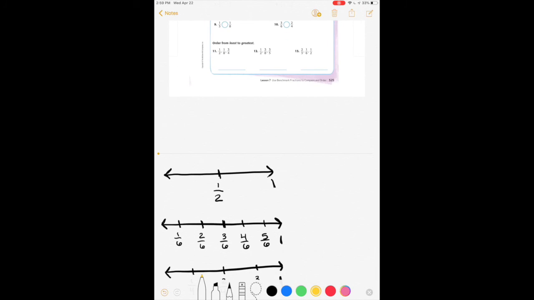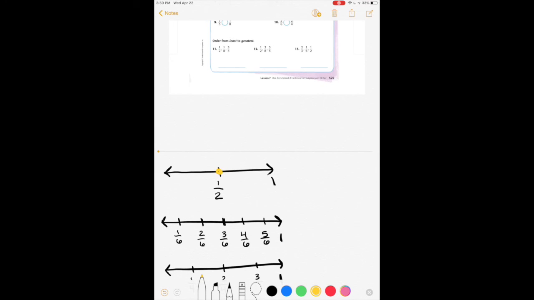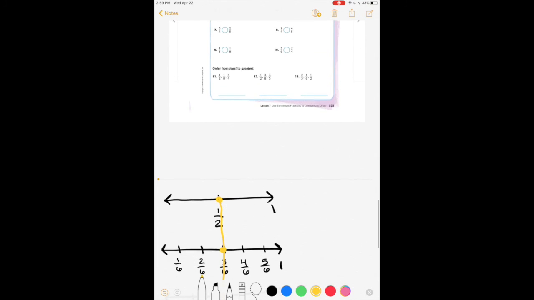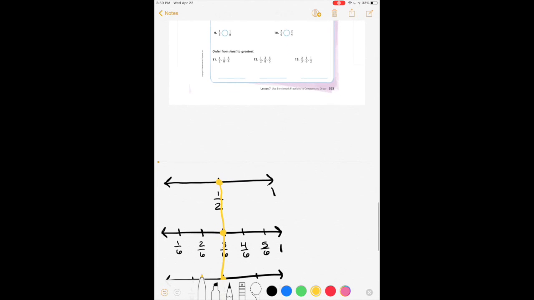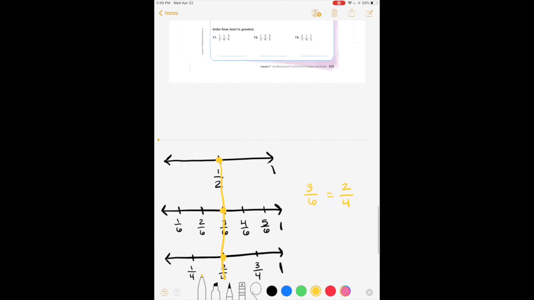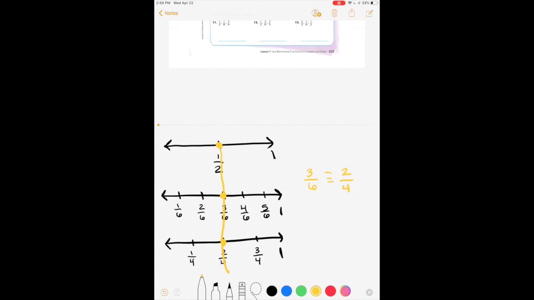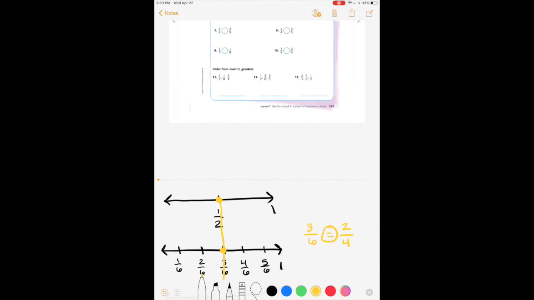All right, now I need to graph them. So I have 1/2, and then I'm working with 3/6, and then I'm working with 2/4. So I'm going to take my 1/2 and draw my straight line down. And for this one, I hit 3/6 and 2/4 exactly, which means they are both equal to 1/2. And if they are both equal to 1/2, that means that they are equal to each other. So 3/6 is equal to 2/4. They all line up exactly. So they are equal. That was number 10.